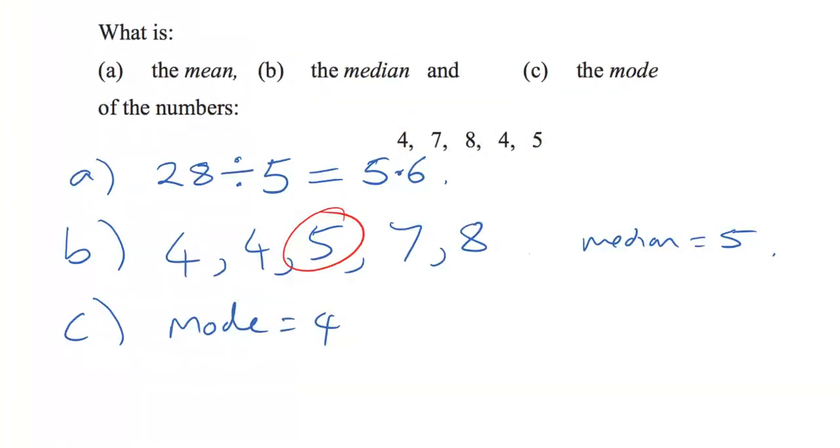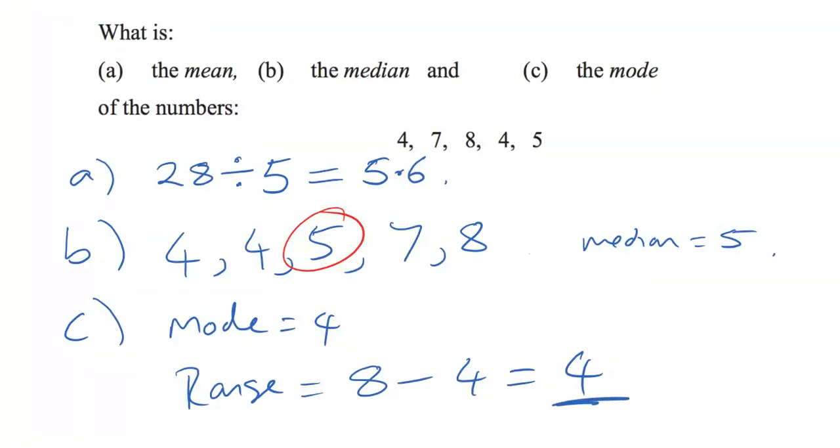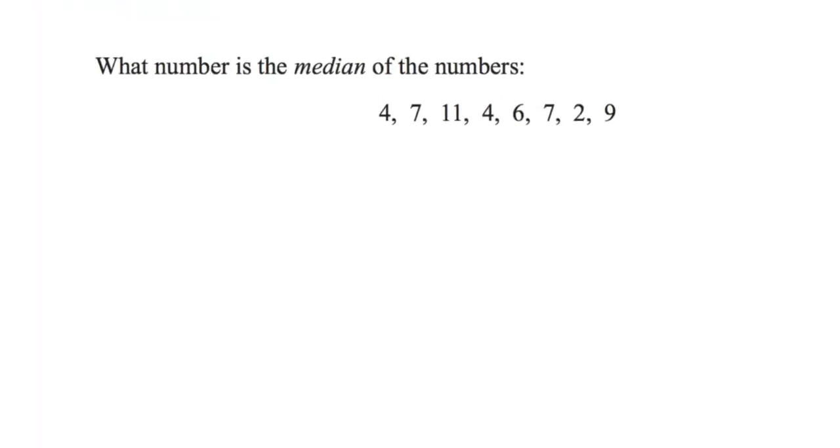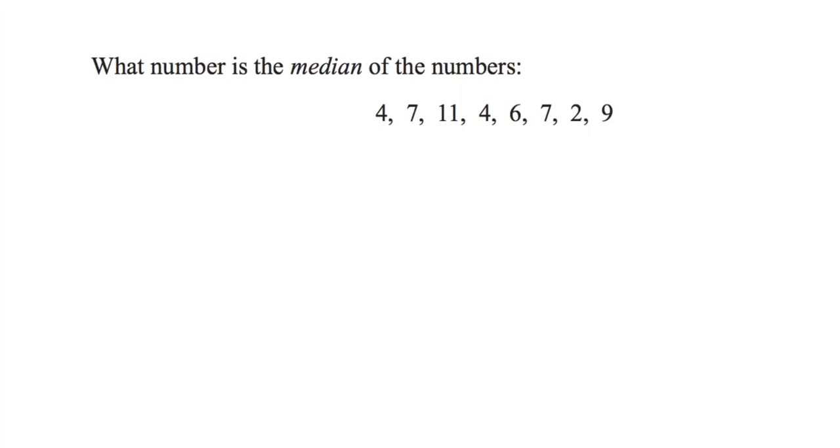Now, let's just quickly find the range as well, just to make sure we've got everything covered. So the range is the biggest value, take away the smallest. So we're going to need to do 8, the largest, take away 4, and so the range is going to be 4. Okay, so with that sorted out, let's have a look at some more interesting cases and some more challenging work.